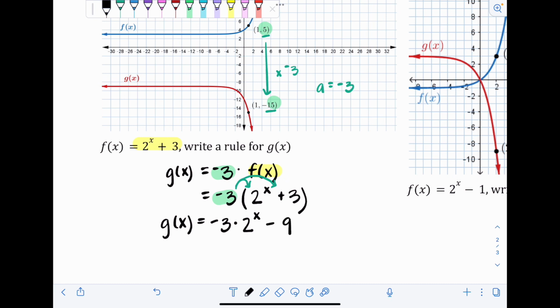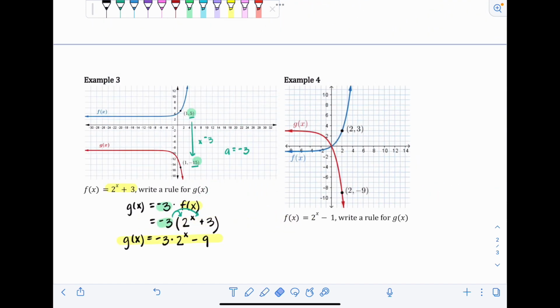The reason that we can't multiply the 3 and the 2 together goes back to order of operations, where in PEMDAS you would simplify exponents before multiplication. And since the exponent is a variable, we can't simplify it. We can't just skip it. You would have to simplify the exponent first before multiplication. Since we don't know the exponent, we pretty much have to stop there and we can't multiply them together. So the final answer would be g of x equals negative 3 times 2 to the x power minus 9.